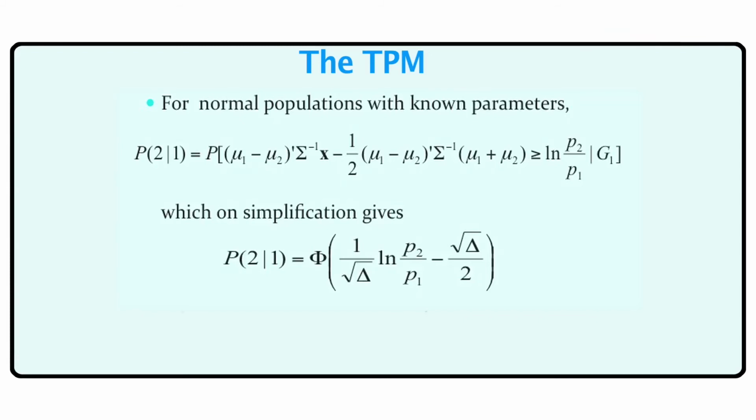It comes out as Φ of (1/√Δ) log(P2/P1) minus √Δ/2, where Δ is (μ1 − μ2)' Σ^(-1) (μ1 − μ2). So Δ is basically the distance between μ1 and μ2 normed by the variance. So we get a very simple form, in terms of the standard normal distribution, of the probability of misclassifying an individual from the first group into the second group.